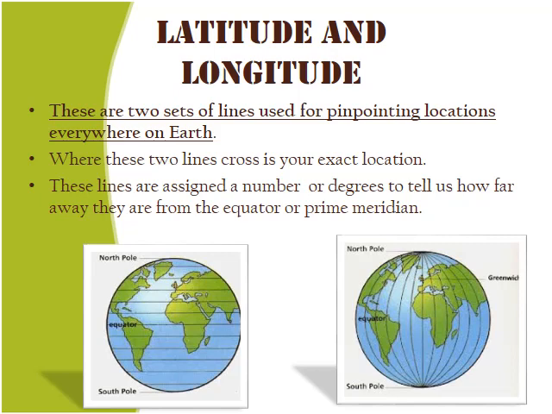So let's jump right into our latitude and longitude. There are 2 sets of lines used for pinpointing locations everywhere on Earth. You will need to write that statement. Take a look at your notes. It is asking you what is latitude and longitude. This is your answer. It's 2 sets of lines used for pinpointing locations everywhere on Earth. Where these 2 lines cross is your exact location, and these lines are assigned a number or a degree to tell us how far away they are from the equator or the prime meridian. Now this is going to make much more sense at the end of these notes.